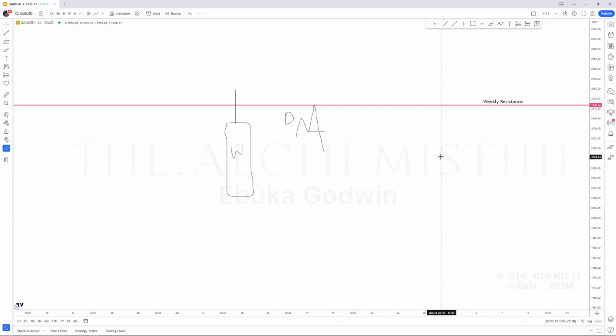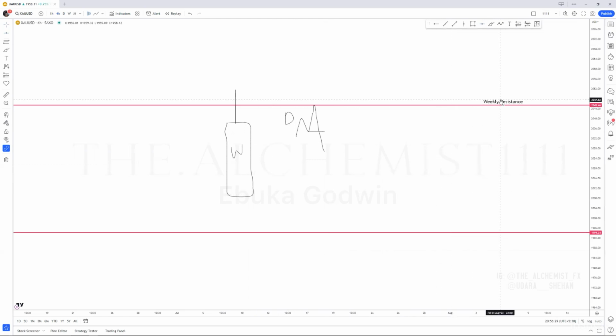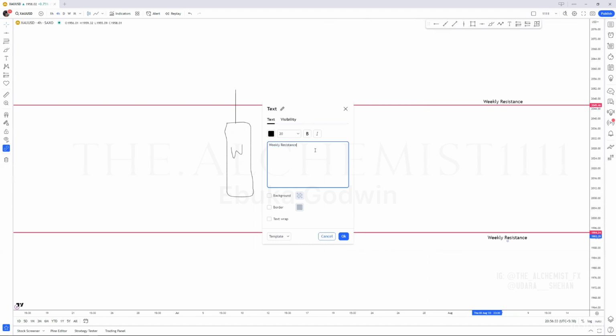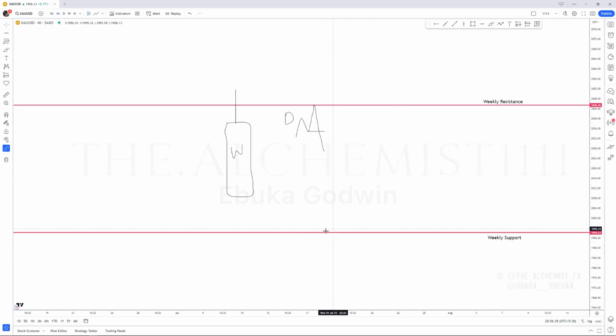Now most people ask me, how do we know where it's going to end? This is the thing: no one can guarantee you that. Let's say we had a weekly support in here. Normally, the market moves from support to resistance. But nobody can guarantee you that the bearish storyline is going to end on this support, because it could even run through it like this. It happens many times.